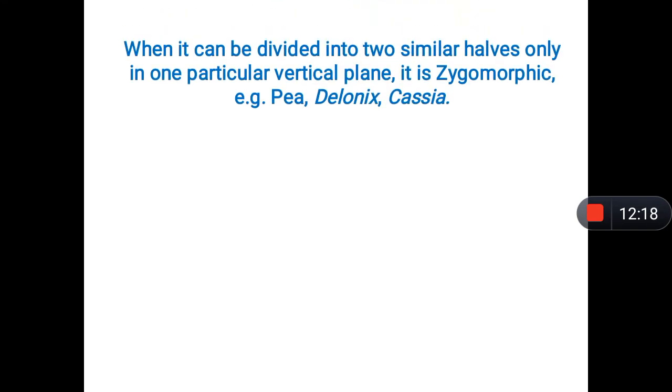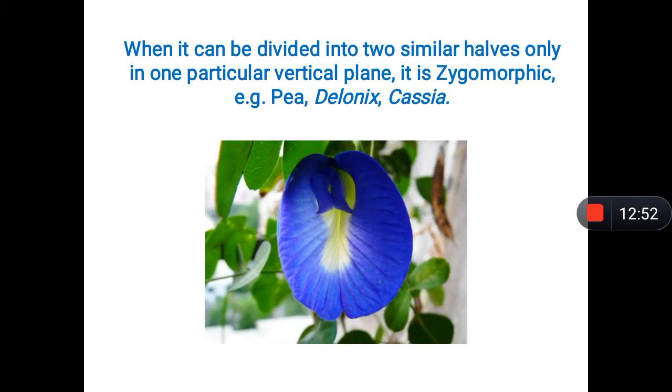So what is next? Now when a flower can be divided into two similar halves only in one particular vertical plane, that is, with the help of only one particular line, then that flower is called zygomorphic. The best examples are pea, Delonix, cassia, and Gokarna. That flower is one of the best examples. We can see that flower here. This is the flower Gokarna or cassia.